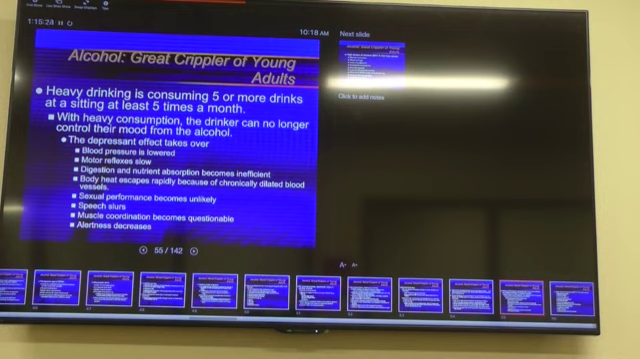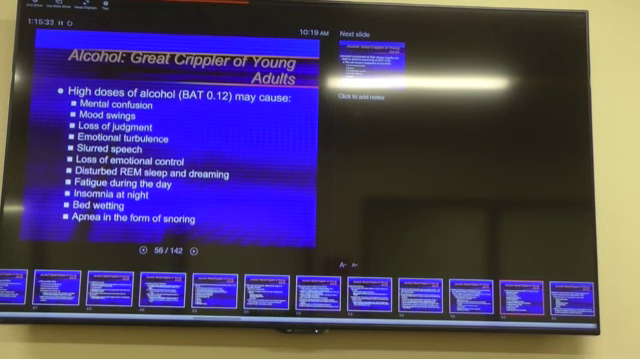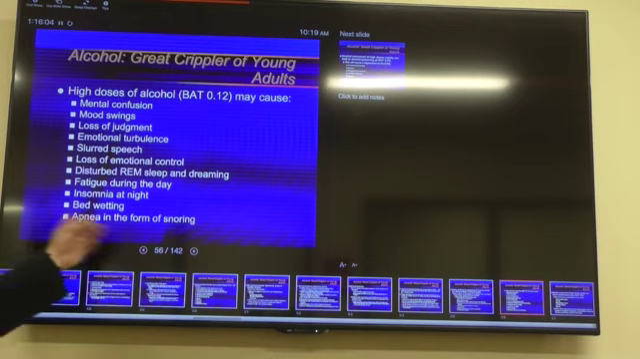Speech slurs, muscle coordination becomes questionable, alertness decreases. High doses of alcohol, a blood alcohol test level of 0.12, where legal drunk is 0.08, may cause mental confusion, mood swings, loss of judgment, emotional turbulence, slurred speech, loss of emotional control, disturbed REM sleep and dreaming, fatigue during the day, insomnia at night, bedwetting, apnea in the form of snoring, which is one of the more irritating things, if you can imagine, is the bedwetting.